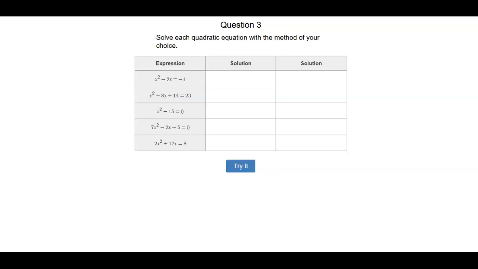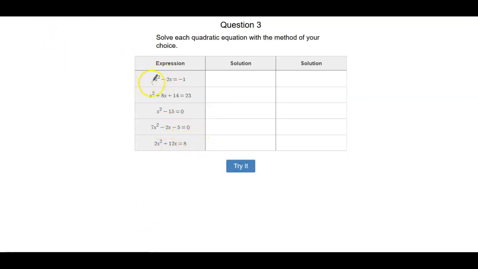Question 3, solve each quadratic equation with the method of your choice. So right now, we can either use square roots, we can use factoring, or we can use completing the square. So I'm just going to look at each one of these and determine which way I want to solve it.